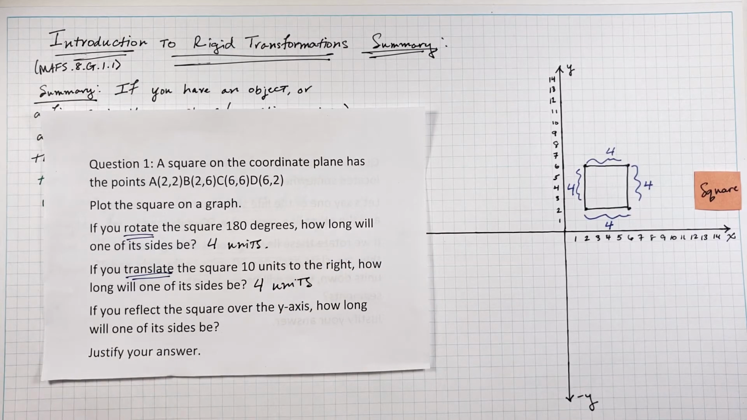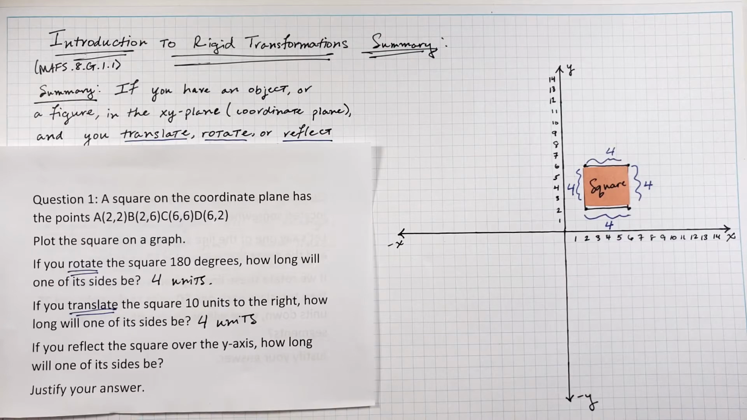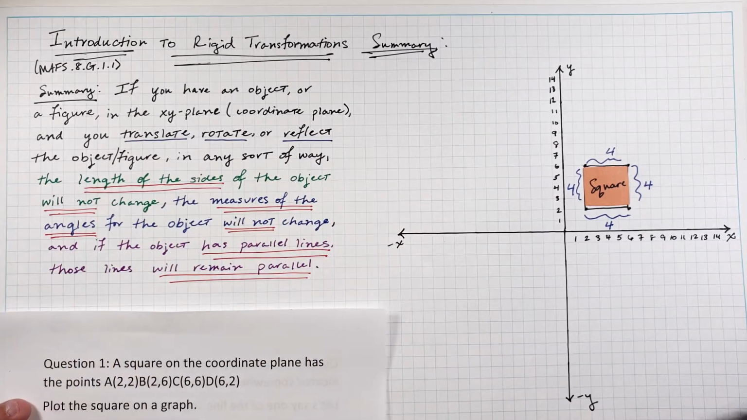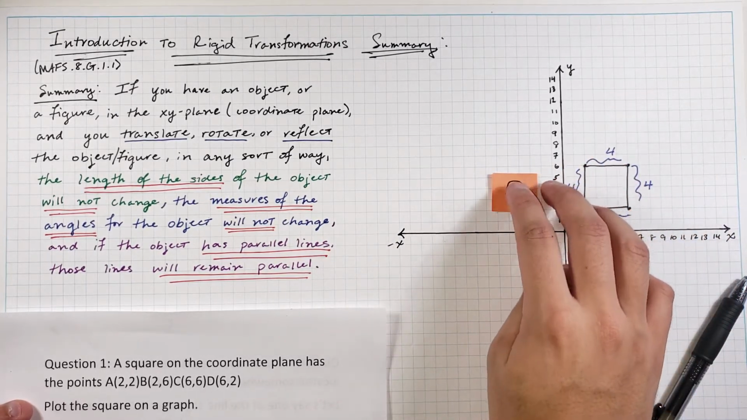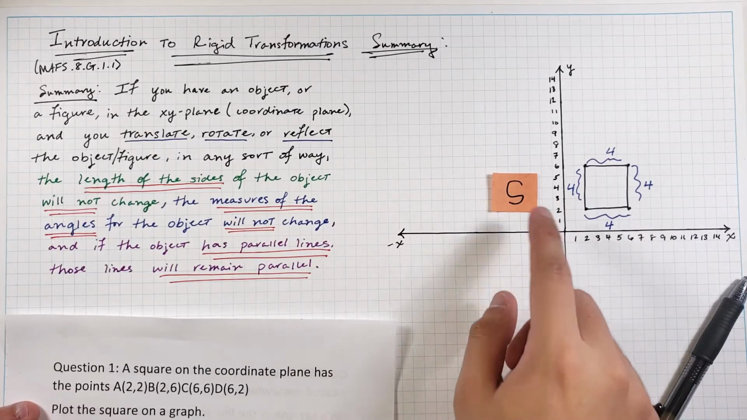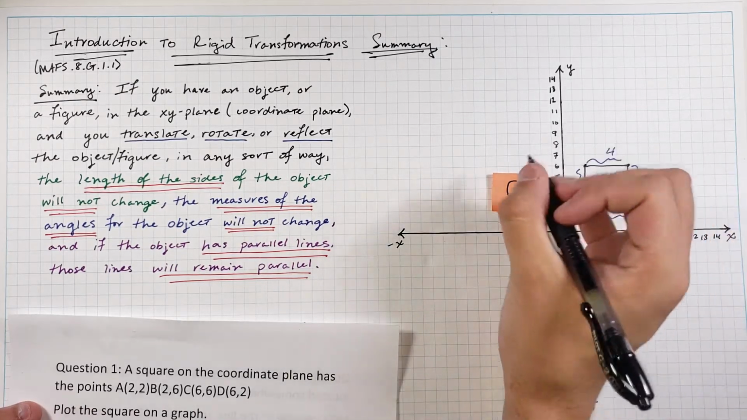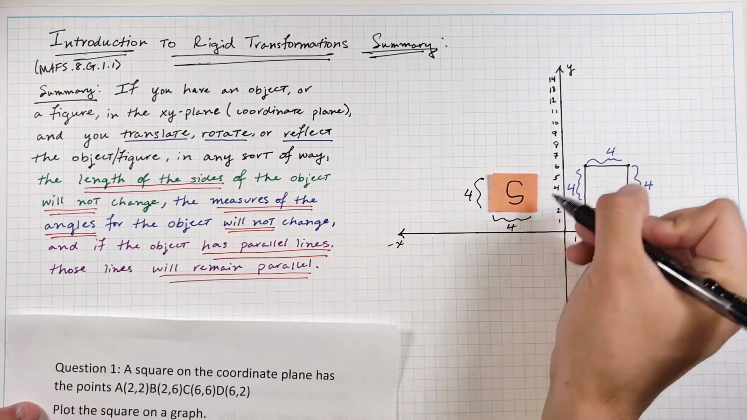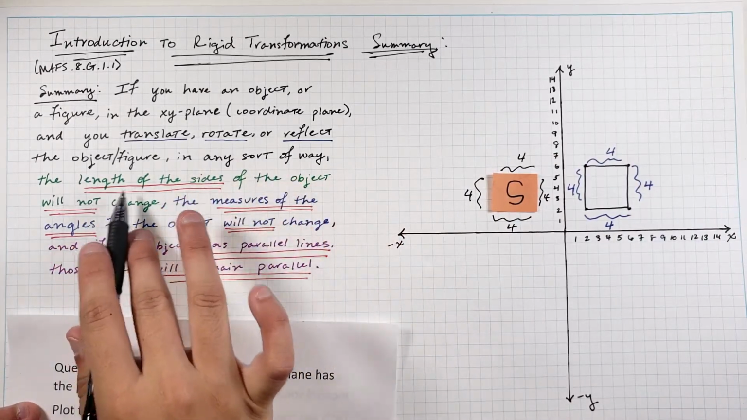It says if you reflect the square over the y-axis. Okay, so here we are here. And it says if you reflect the square over the y-axis, how long will one of its sides be? Well, what do we know about reflections? Reflections do not change the length of the sides. So if I reflect this square over the y-axis just like this, let's say that S, a hideous S, stands for square. And as you can see, the length of the sides of this square is still 4. Why is it still 4? Because rotations don't change the length of the sides.